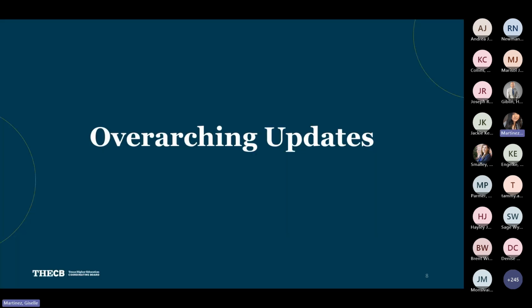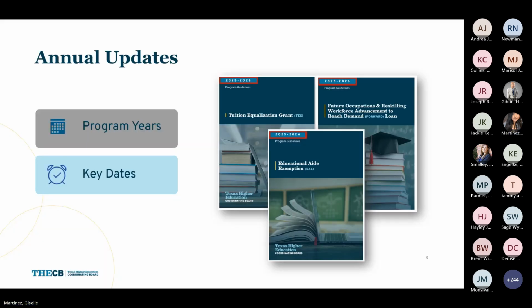Now, let's begin looking at this year's updates to the guidelines. Starting with our annual updates. These are your typical or standard changes like the program years, which were updated to 25-26 throughout the guideline documents, which helps you ensure you're looking at the right award year.